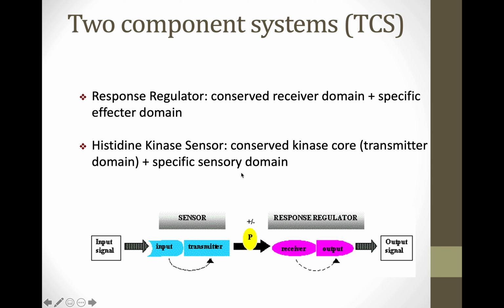The histidine kinase sensor basically has a conserved kinase core, which acts as a transmitter domain, plus a specific sensory domain. Whereas the response regulator has a conserved receiver domain plus a specific effector domain, just to give the output signal, or how to react to the transmitted signal from the sensor.